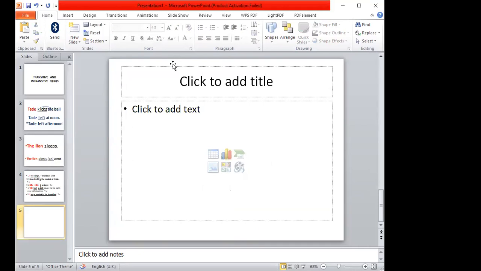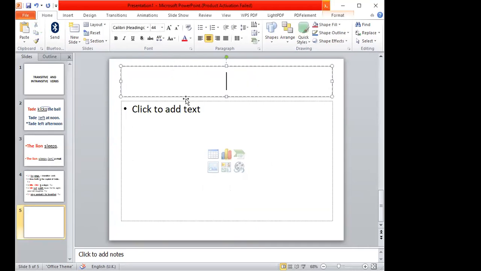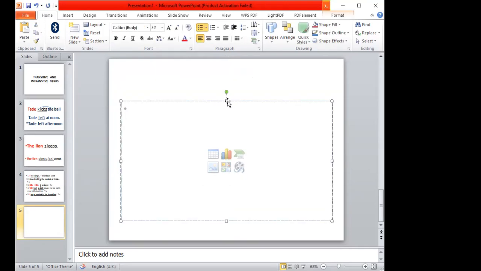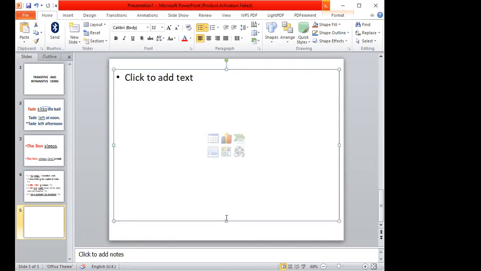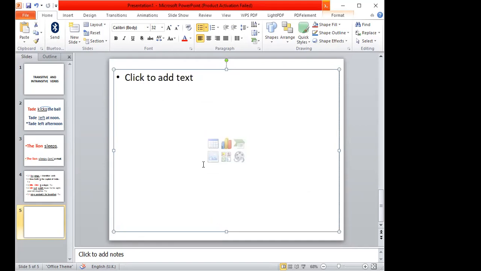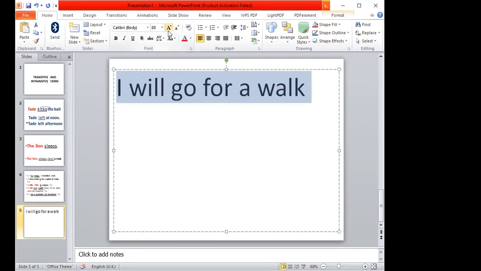Now, I'll try to form some sentences, and together we'll try as much as possible to identify the verbs that we have in it, either as transitive or intransitive verbs. Basically, all the sentences that I want to give now will have verbs that are intransitive as used in them. For instance, I will say, I will go for a walk.